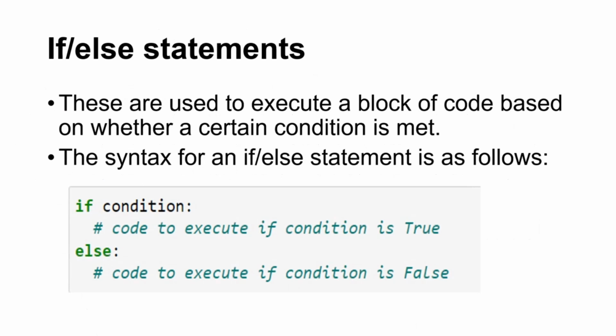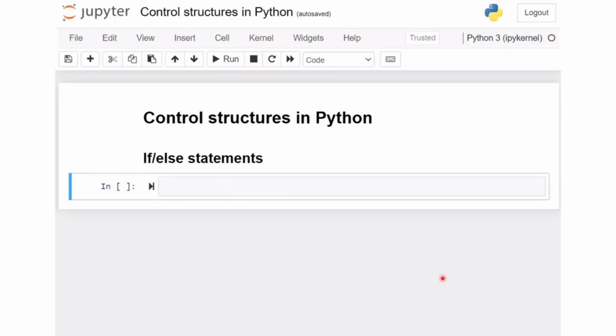The syntax is very simple. It has 2 parts, the if part and the else part. In the if part, that's where we specify the condition and we write the code that we would like to execute if the condition is true. We write it here. And if the condition is false, then we write our piece of code here that we would like to execute. We can do a few examples in Jupyter Notebook to demonstrate how to work with if-else statements. We can use 2 examples.